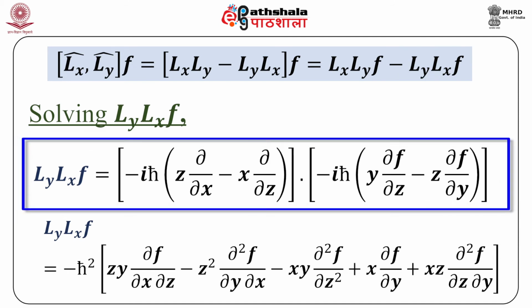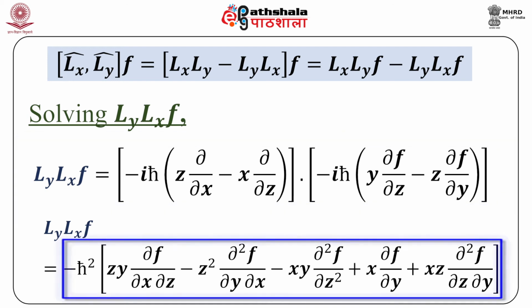On substituting the values of Ly and Lx, we get minus iota h cross (z del by del x minus x del by del z) into minus iota h cross (y del f by del z minus z del f by del y). On simplifying the expression, we get minus h cross square (zy del square f upon del x del z minus xy del square f upon del z square plus x del f by del y plus xz del square f upon del z del y).